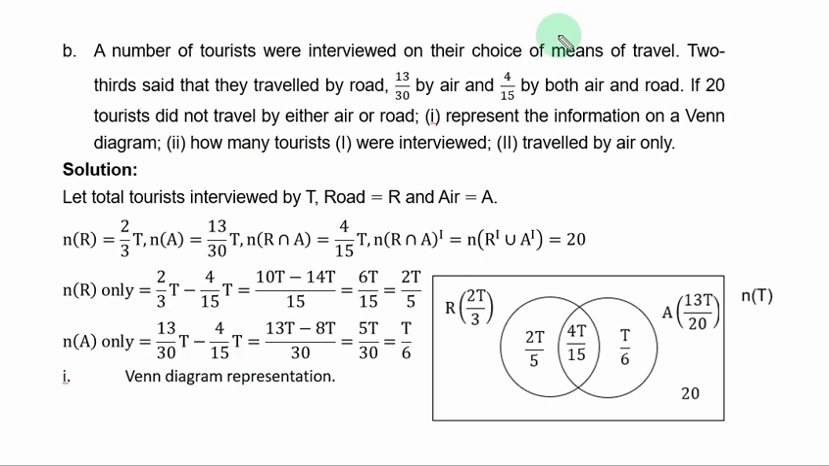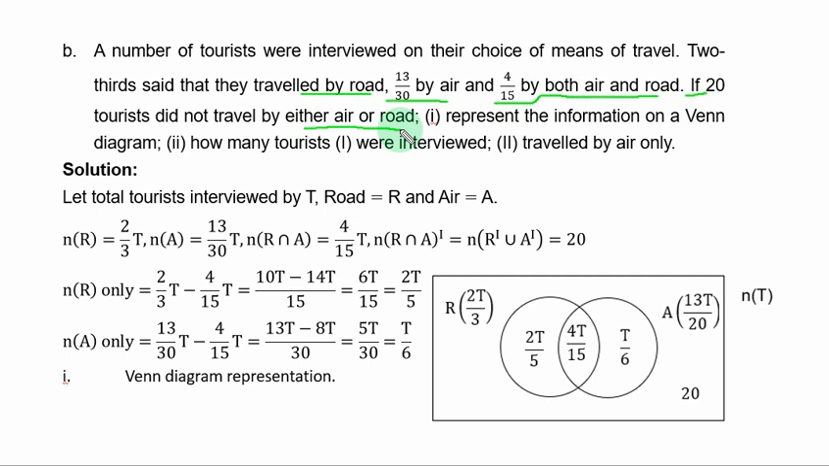Question 6B. A number of tourists were interviewed on their choice of means of travel. Two-thirds said that they traveled by road, that is 2/3, 13/30 by air, and 4/15 by both air and road. If 20 tourists did not travel by either air or road.